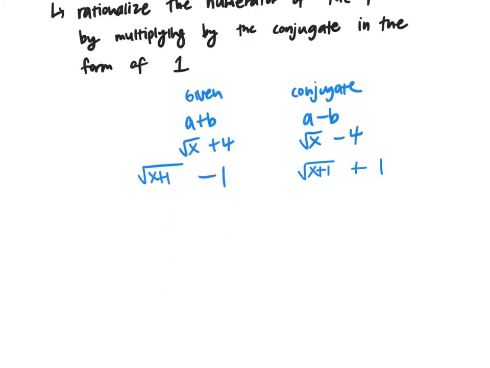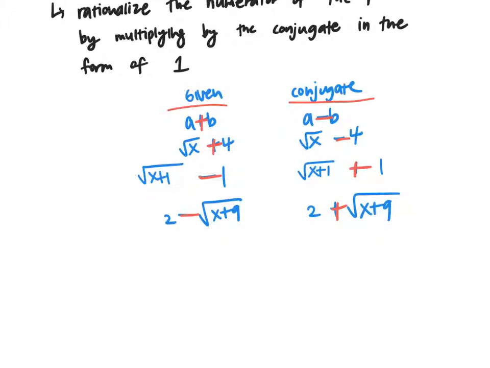Let's do one more. What if I am given 2 minus the square root of x plus 9? What is the conjugate of this? It's 2 plus the square root of x plus 9. Remember, it's just the middle term that's going to change from plus to minus, or minus to plus. Everything to the left of it and the term on the right of it stays the same. So that's just a recap on what the conjugate is.